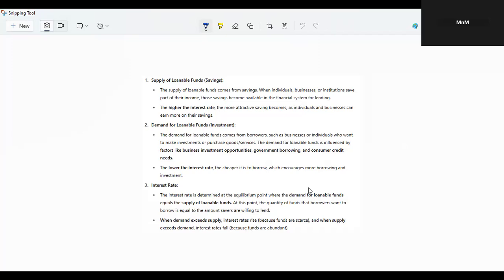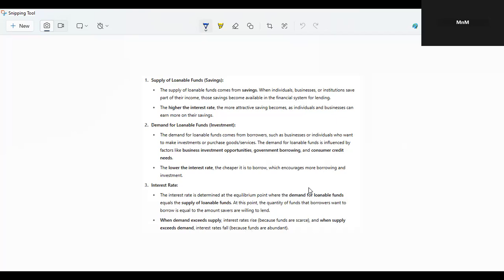Then number two, the demand for loanable funds. The demand for loanable funds comes from the borrowers, such as businesses themselves and individuals who want to make investments. So the demand for these loanable funds is influenced by factors like investment opportunities, government borrowings, and consumer credit. So if there's a lower interest rate, it will be cheaper to borrow than to get from elsewhere, which encourages people to borrow for investment. And the other concept is the interest rates.